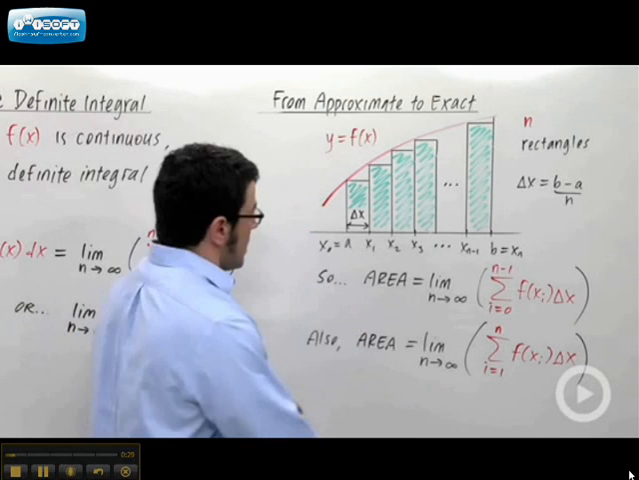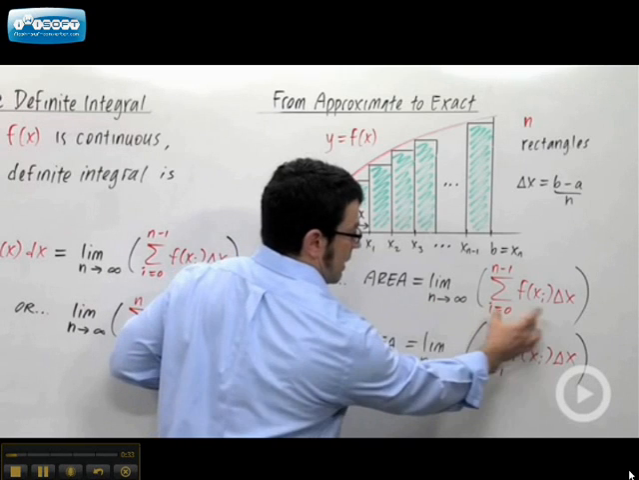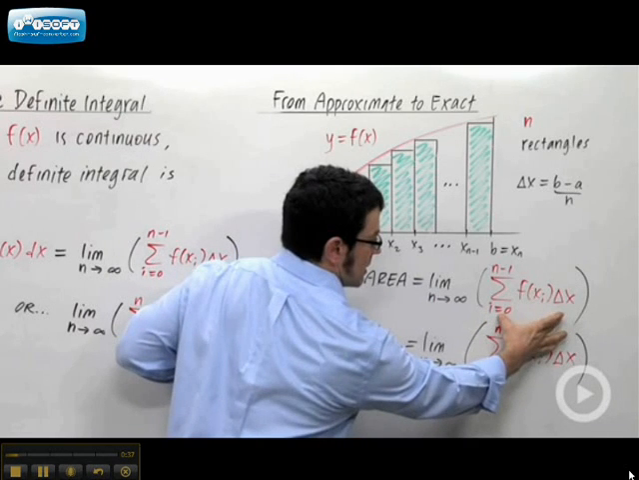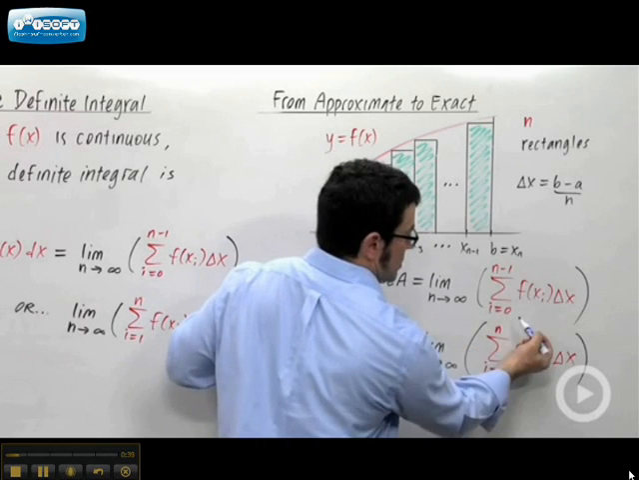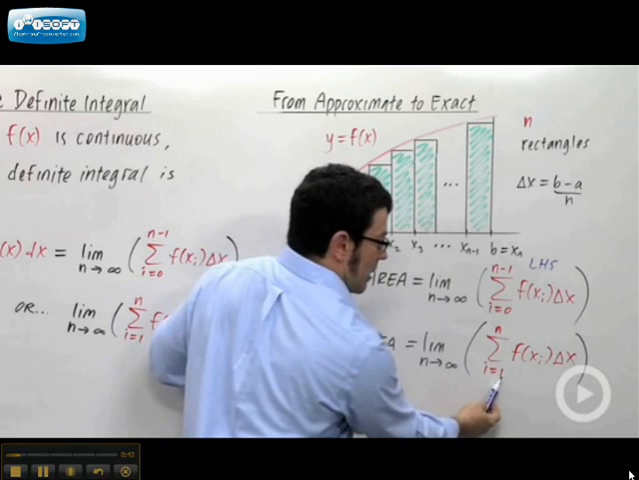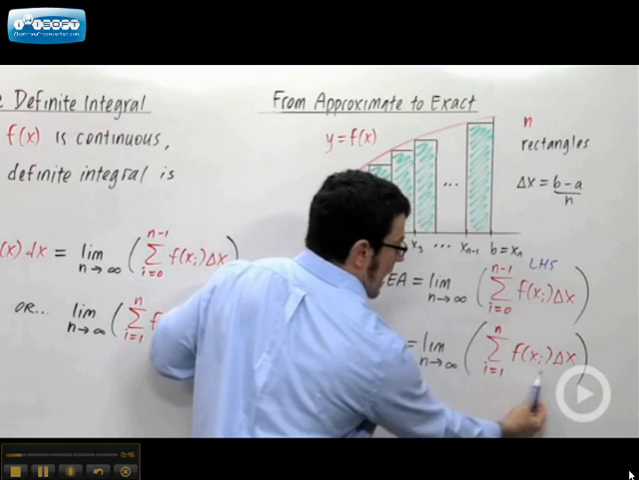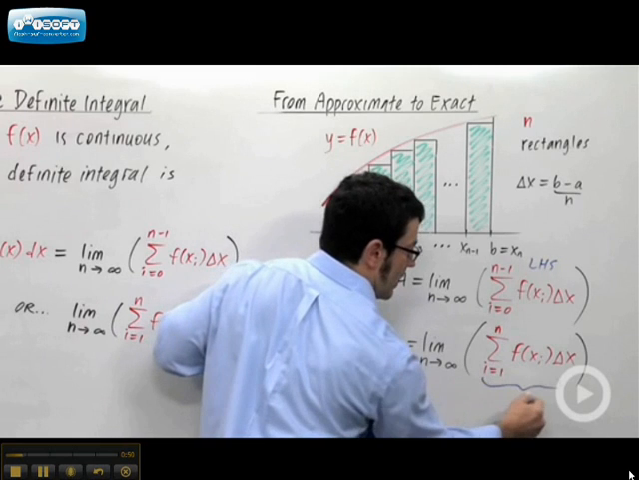Take a look at this. The area equals the limit as n approaches infinity of this sum. This is the left-hand sum, right? The sum from i equals 0 to n minus 1 is a left-hand sum. But we can also sum from i equals 1 to n. The sum looks exactly the same, but the indices are different. We're going from 1 to n. This makes it a right-hand sum.